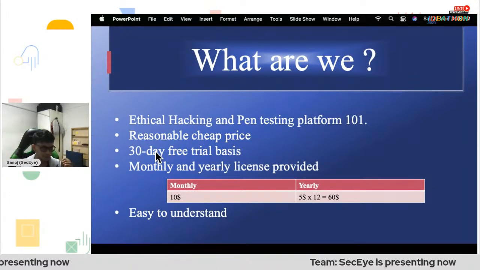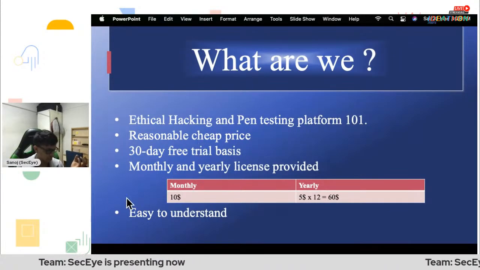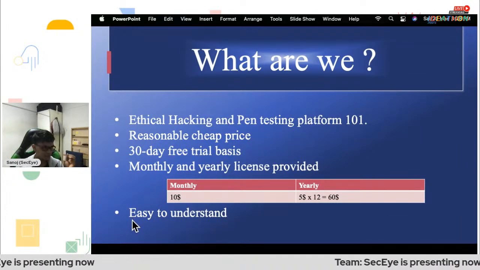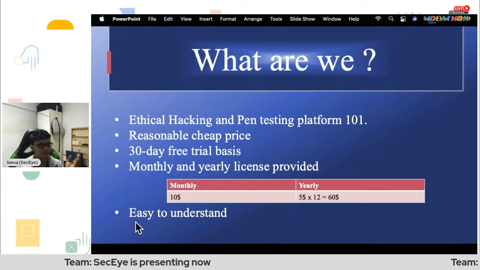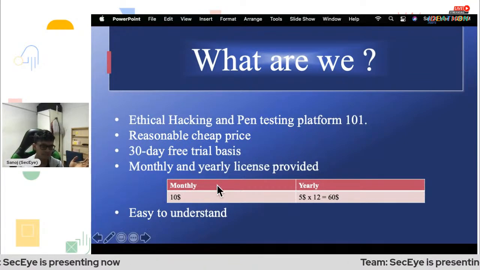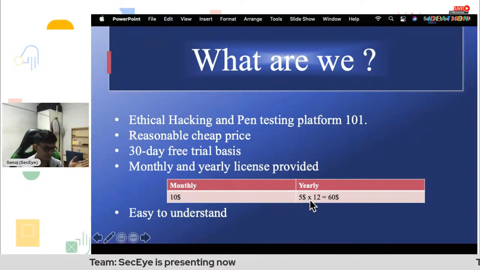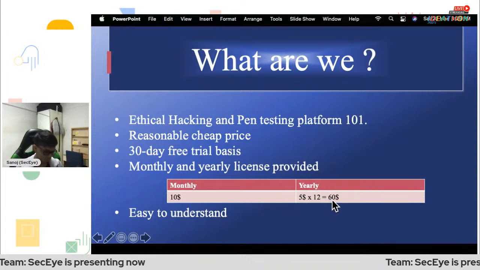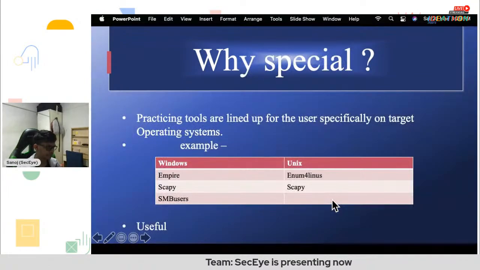Metasploitable 2 is free, but it's not really easy to understand for some people, from my experience. So I made a 30-day free trial for everyone using it for the first time. On the monthly basis, someone paying monthly can take it for 10 Singapore dollars. On the yearly basis, we cut down the price, so each month is $5 and it comes to $60. It is also really easy to understand the procedure.